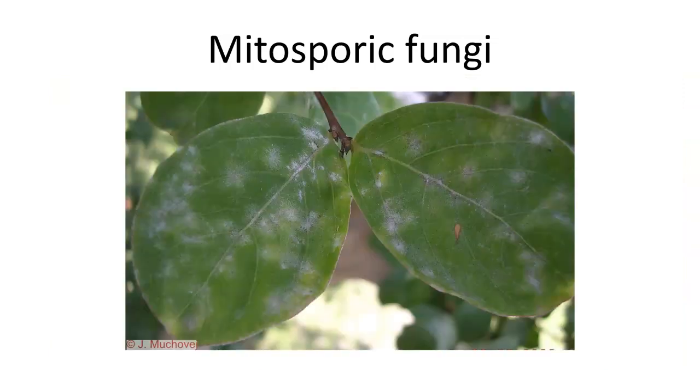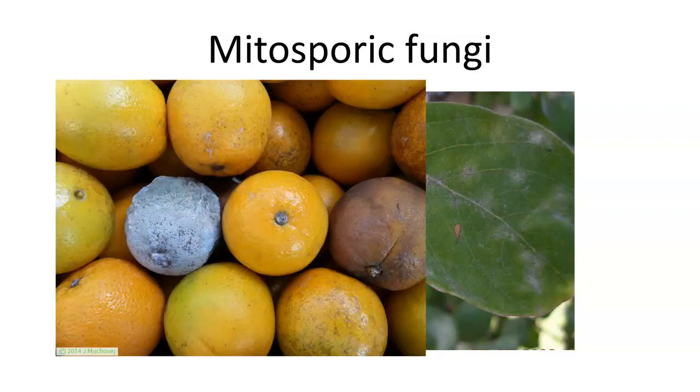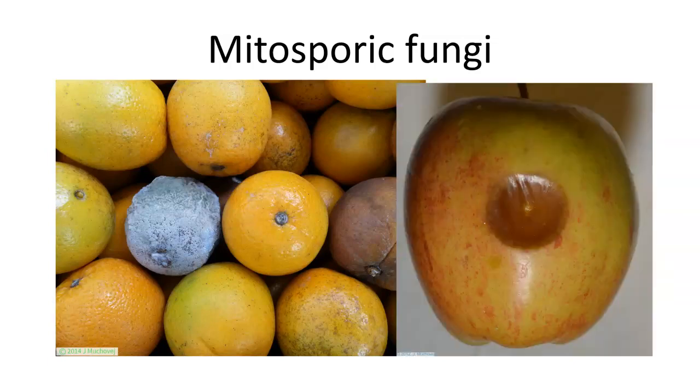On plants, they can do things like this. This is crepe myrtle. The little white dusting on it is all fungal spores. On an orange, you've seen that. It's nasty, but it's all covered with fungal spores. On an apple, this is penicillium on an apple. It starts out as this little thing.